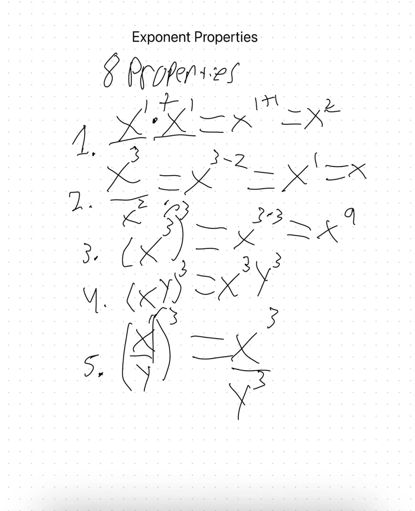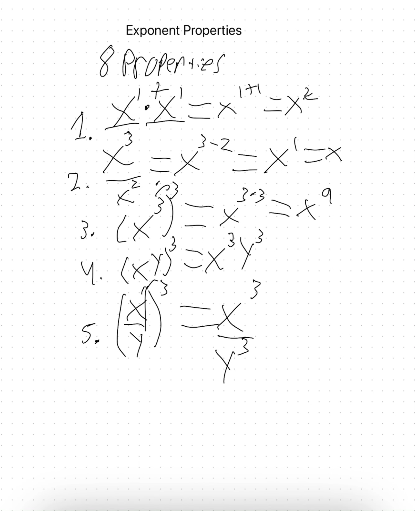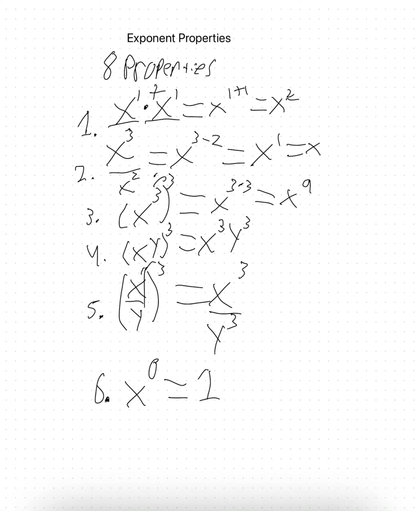Okay. Now we have the 0 rule. It states that anything to the 0 power will equal 1. Now, some people say that 0 to the 0 is not 1. Some people say that's undefined. That's a heavily debated thing in math. But the consensus is that it doesn't equal 1. But make of that what you will.